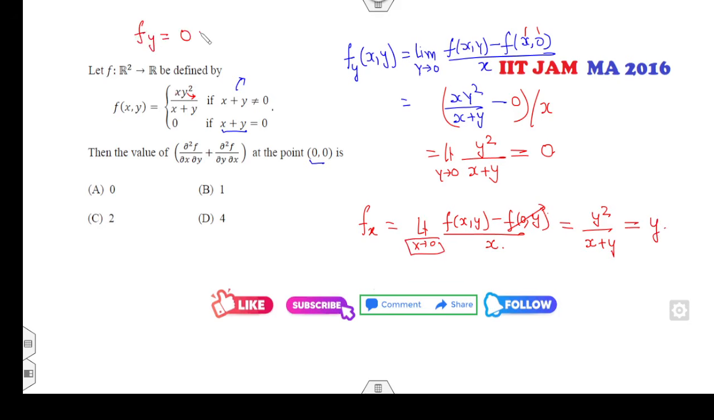Therefore, fy is 0, fx is equal to y. Substitute in the given expression: the first quantity will be 0, y with respect to x, and x with respect to y. 1 is the right answer of the problem.